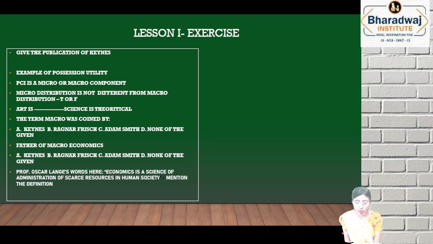Father of macroeconomics: Keynes, Ragnar Frisch, Adam Smith, none of the given. Professor Oscar Lange. Words are given here: economics is the science of administration of scarce resources in human society. Mention the definition, whether it is wealth, welfare, scarcity, or growth. The last one, what is the definition this person is trying to hint?